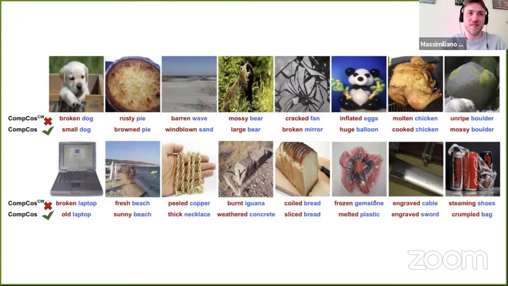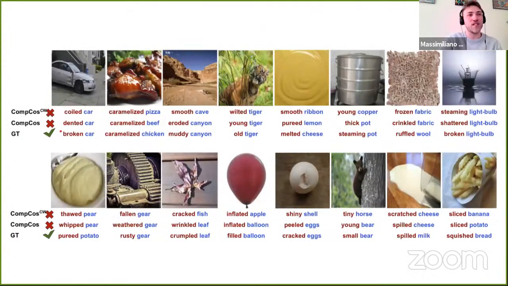Maybe I want to focus on one of them, which I find very funny, this balloon. Our closed world model predicts that this is an inflated egg, while our CompCos model correctly predicts it as huge balloon. And there are also other nice cases where our model is not predicting the right thing, but still it makes sense.